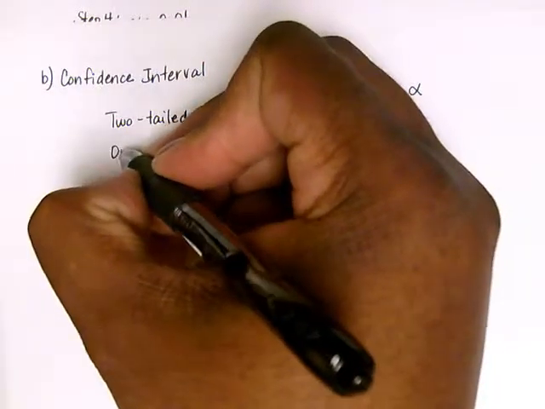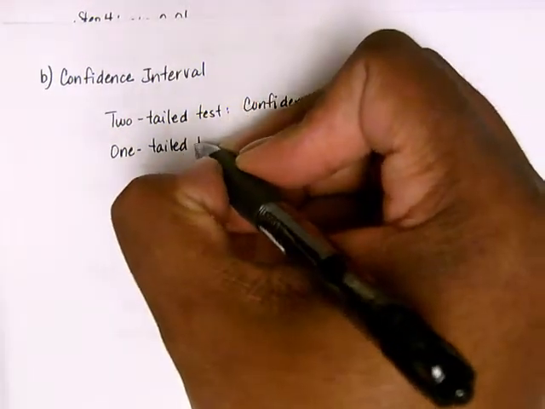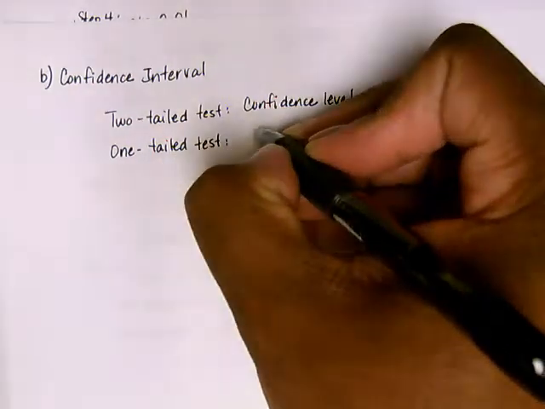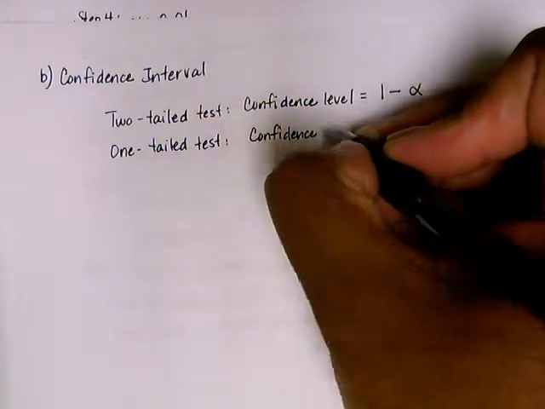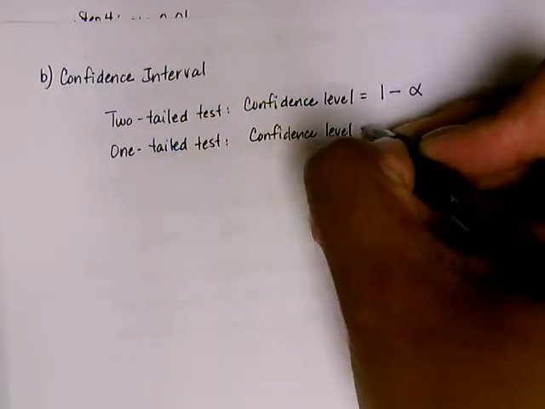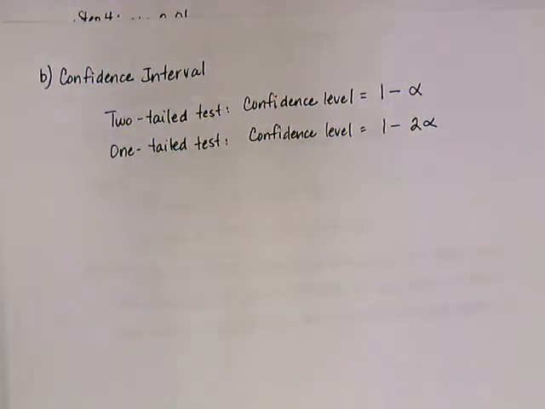If you have a one-tailed test, whether it's a left-tailed test or a right-tailed test, then define the confidence level. That's going to be a little bit different. That's going to be 1 minus 2 times your alpha level.